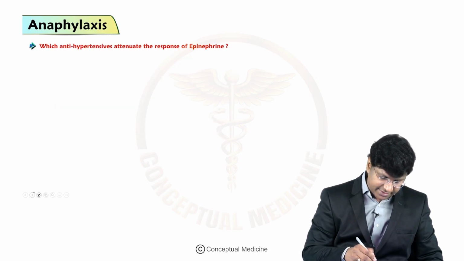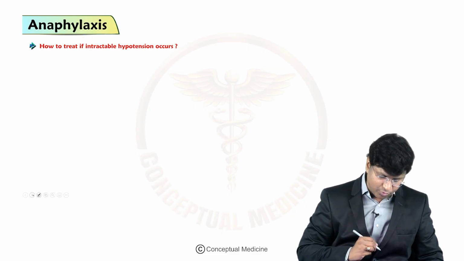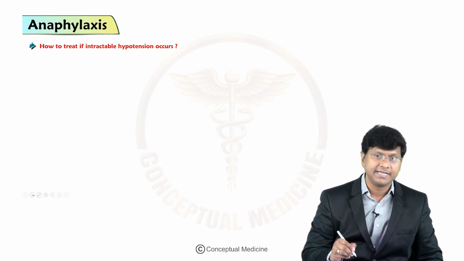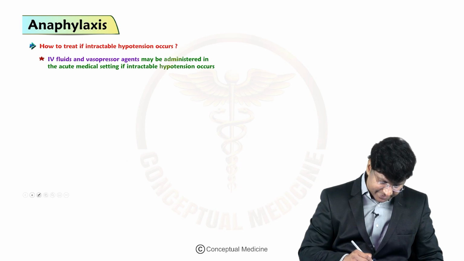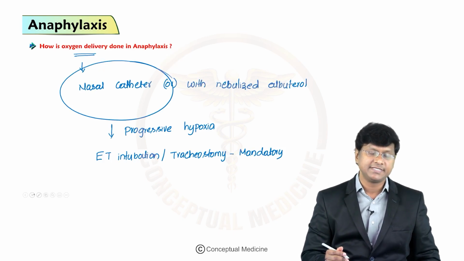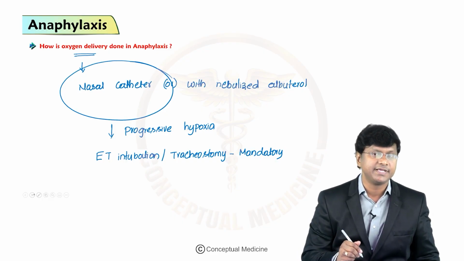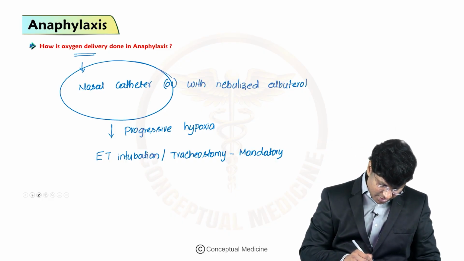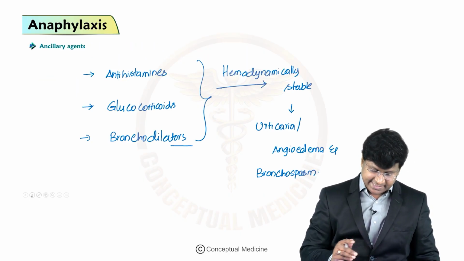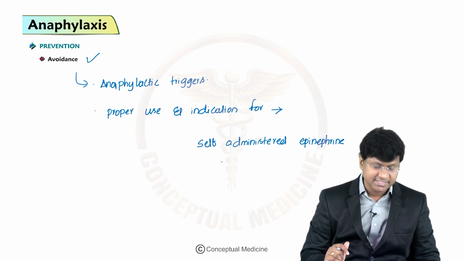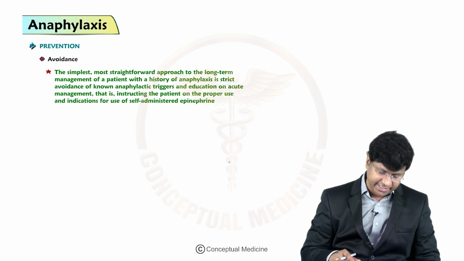The next important thing: which antihypertensives will attenuate the response? Beta blockers should be avoided. How will you treat intractable hypotension? IV fluids as well as additional vasopressor agents have to be administered. Oxygen is delivered via nasal catheter or nebulized albuterol, and if that is not sufficient, you need to intubate the patient or perform a tracheostomy. The ancillary agents include antihistamines, glucocorticoids, and bronchodilators. And very important, you need to avoid whatever the triggering agents are.